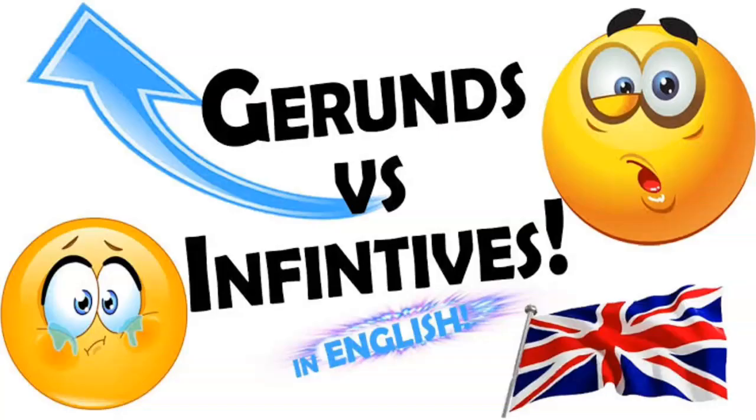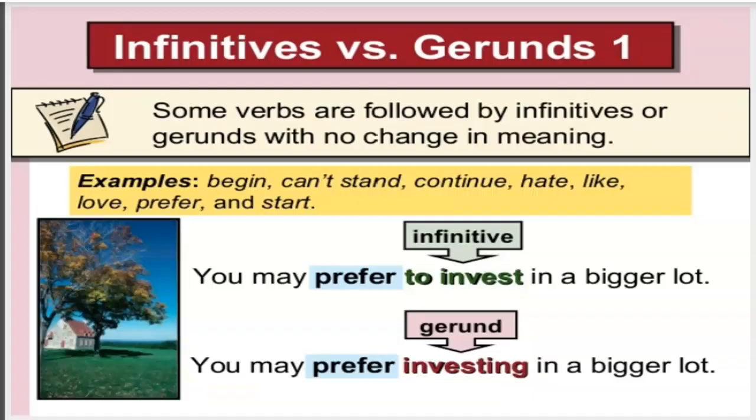Let us now see the difference between gerunds and infinitives in the English language. Infinitives versus gerunds. First point. Some verbs are followed by infinitives or gerunds with no change in meaning at all. These are the examples: begin, can't stand, continue, hate, like, love, prefer and start. So if you take these verbs, students, and use them as infinitives or gerunds, they don't make so much difference in meaning. It will be clear when you see these two examples.